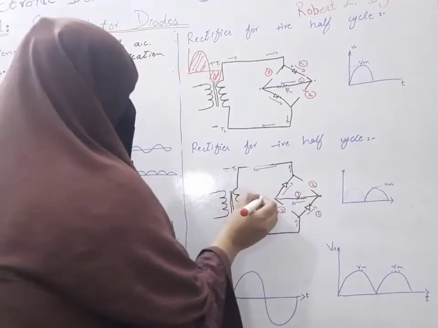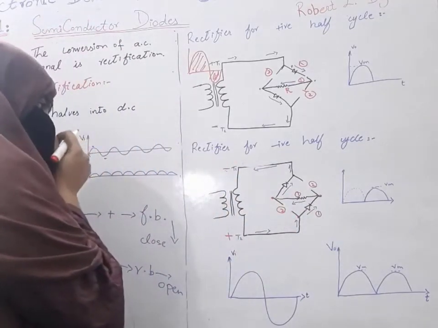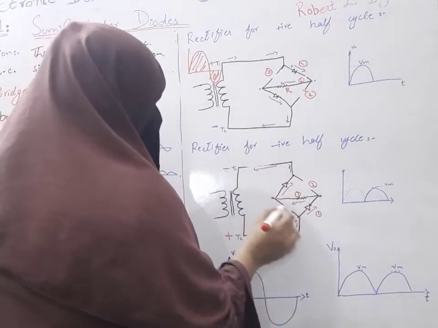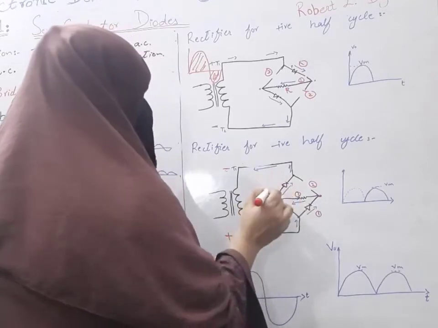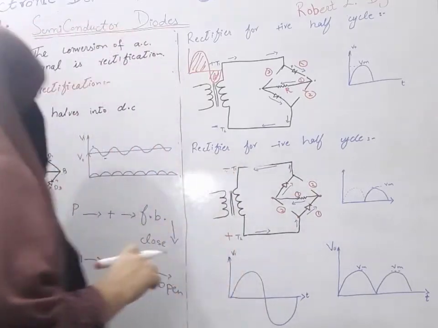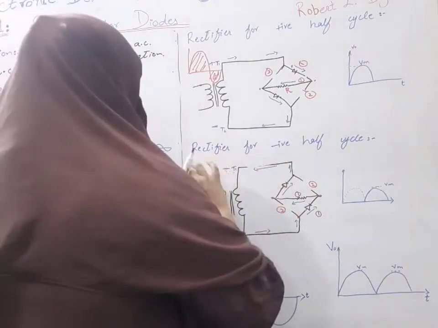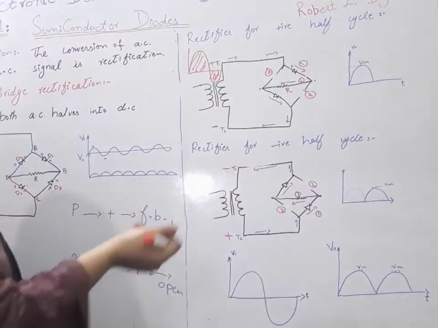Current will flow here. When current reaches this point, it will again have two paths. So it will move upward because here is the open circuit. Here the P is connected. So current will flow here and reach the T1 terminal. So in this way, the current will flow. So in this way, rectification for the negative half cycle will be done.